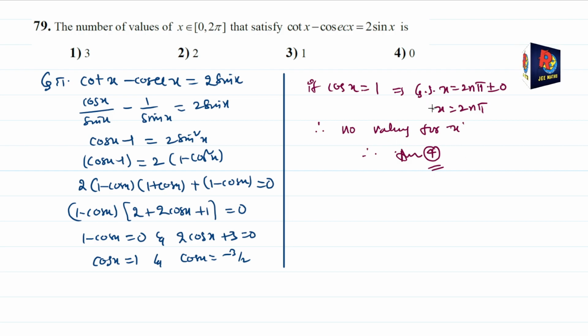This x equal to 2n pi is not satisfying this equation. This one also it should be satisfied. Both values should be satisfied. That one we need to remember. Next one.